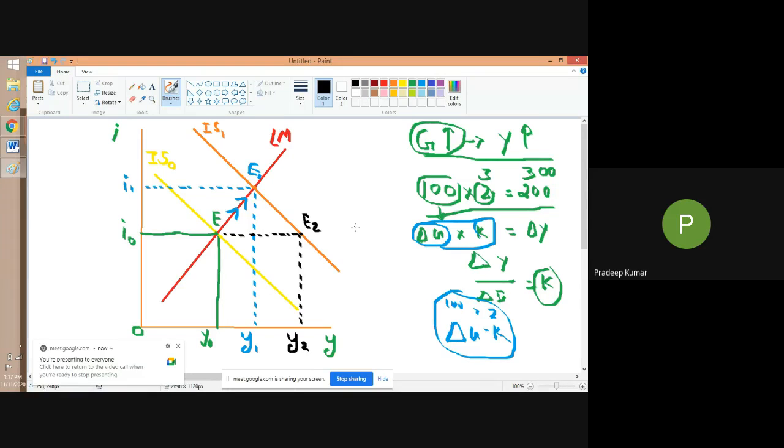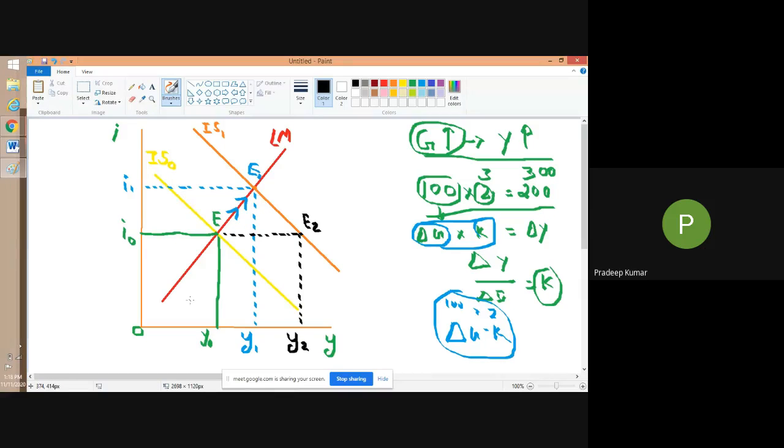Look at the figure: along the x-axis income is shown, and along the y-axis the interest rate. The IS curve slopes downward from left to right, showing an inverse connection between interest rate and income, and the LM curve slopes upward, showing a positive connection between interest rate and income. E is the initial point of equilibrium, where we have the equilibrium level of income Y0 and interest rate I0. The LM curve remains constant because we don't consider any change in the money supply.